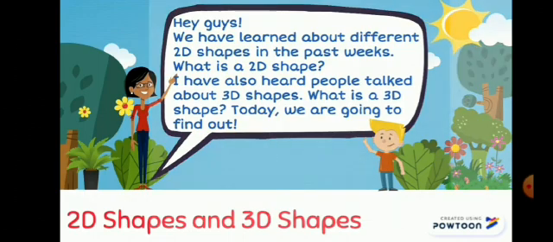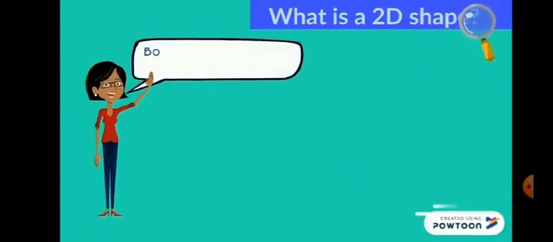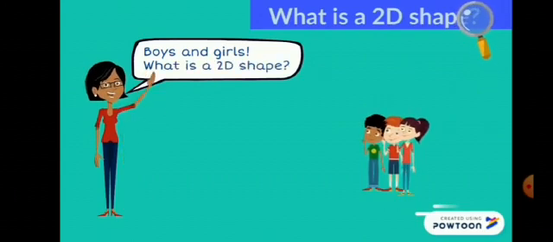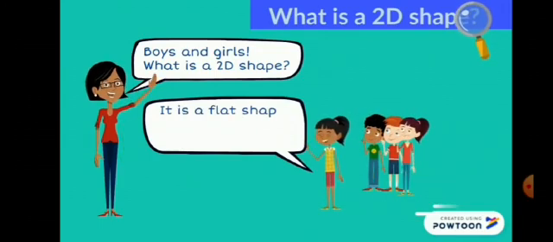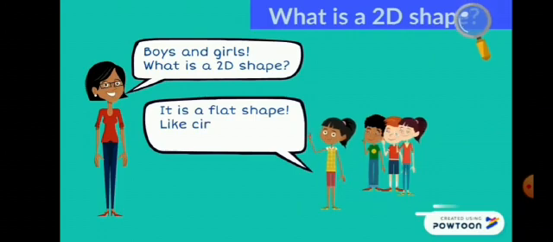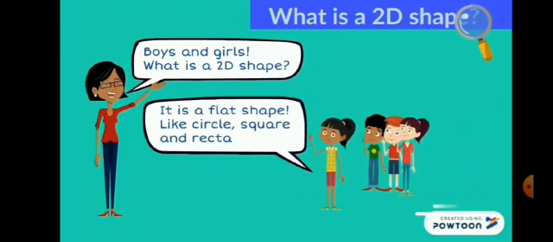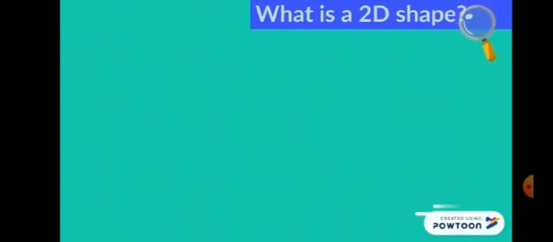Firstly, we will revise 2D shapes. So what is a 2D shape? Boys and girls, you have to tell me what is a 2D shape? It is a flat shape like circle, square and rectangle. Well done, my dear kid. You know the right answer.